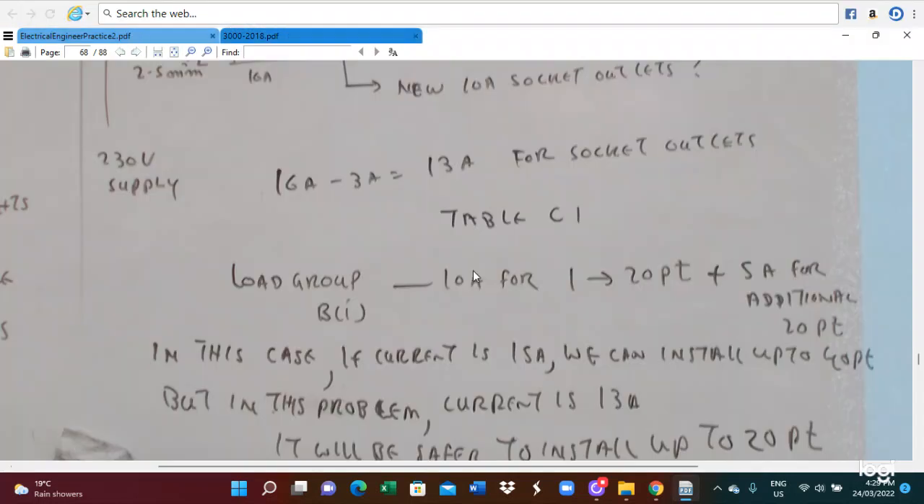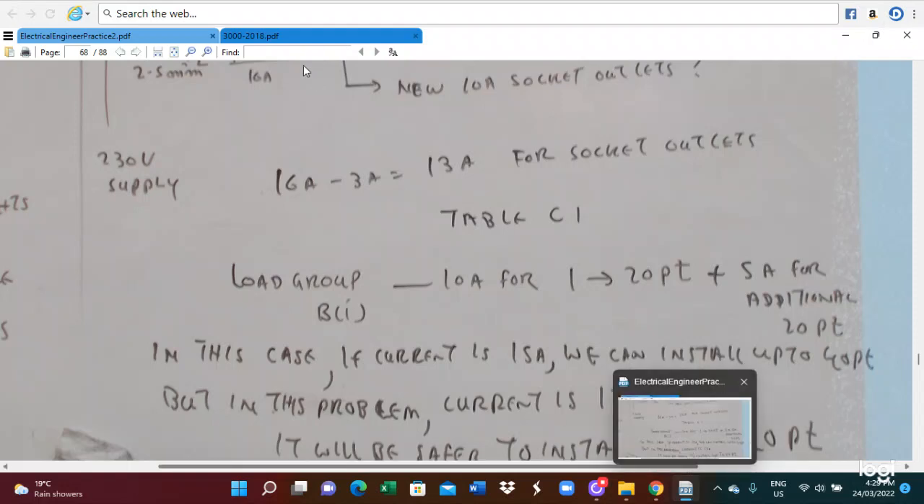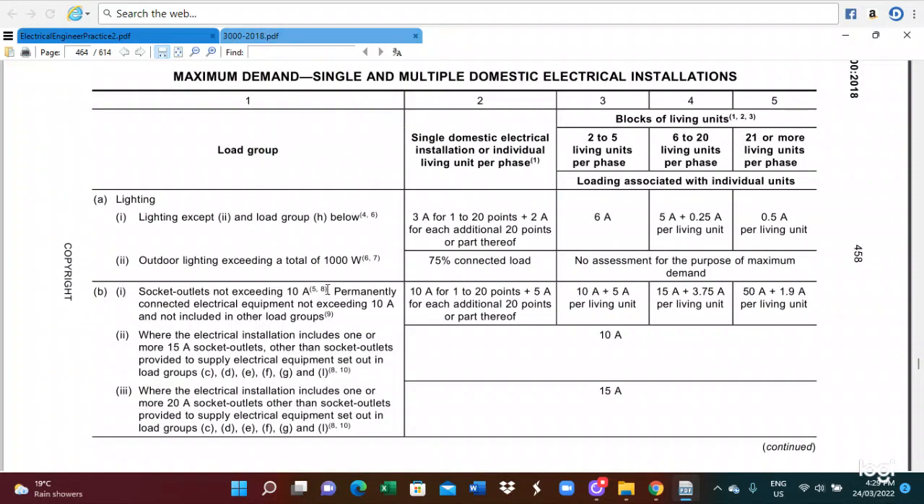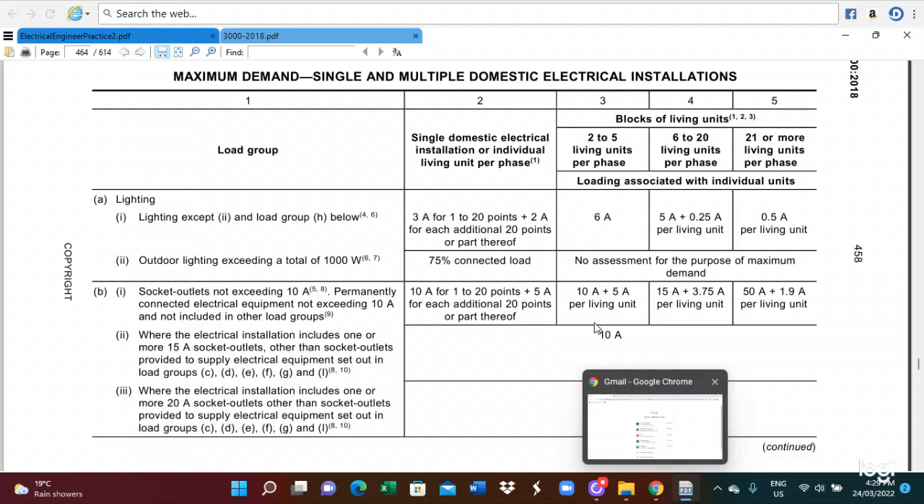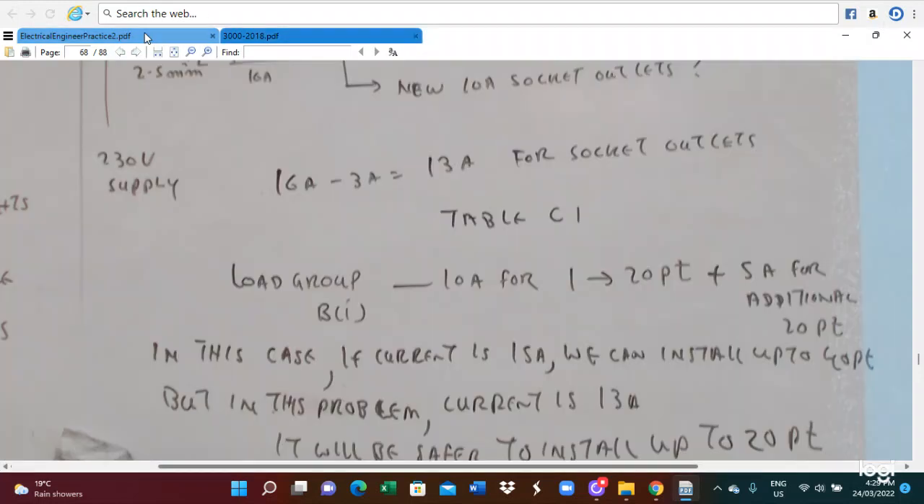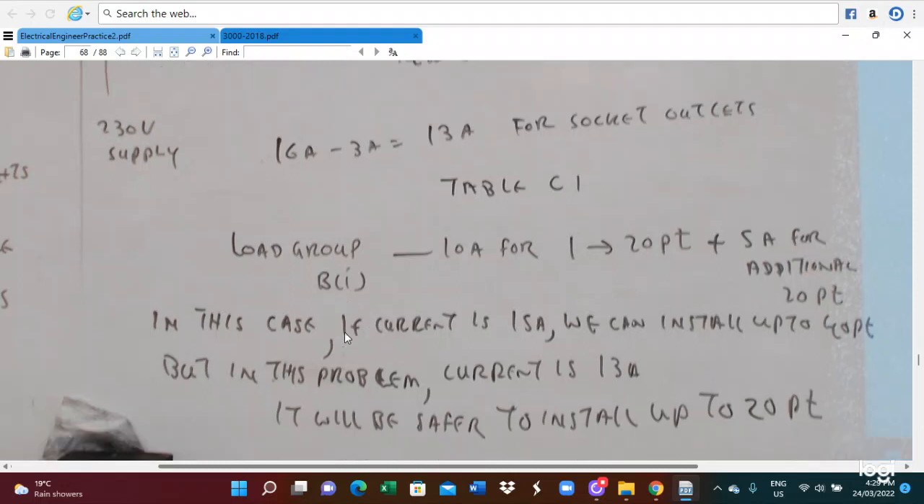So the load group, this is for the lighting point. And for the socket outlet, the load group is B1. So 10 amps for the first 1 to 20 points and 5 amps for each additional 20 points. This is for a single domestic installation. The first 1 to 20 points take 10 amps. So therefore this is the current of 15 amps, so we can add the installation up to 40 points, because 15 amps means the first 10 amps for 20 points and another 5 amps for another 20 points, so a total of 40 points we can add.